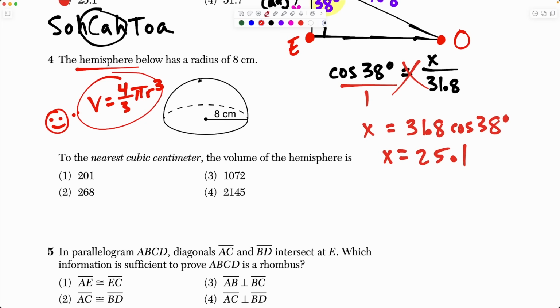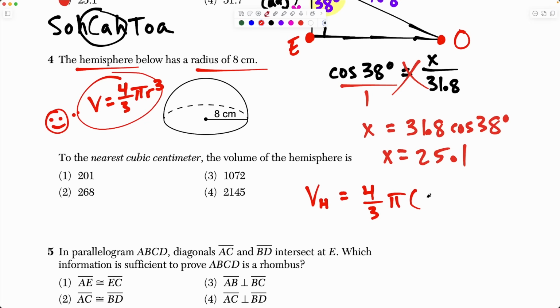So for this question, what we're going to do is say the volume of the hemisphere, so I'll just put an H here for hemisphere. The volume of the hemisphere is going to be 4/3 pi r cubed, okay, and the radius here they told us is 8 centimeters.